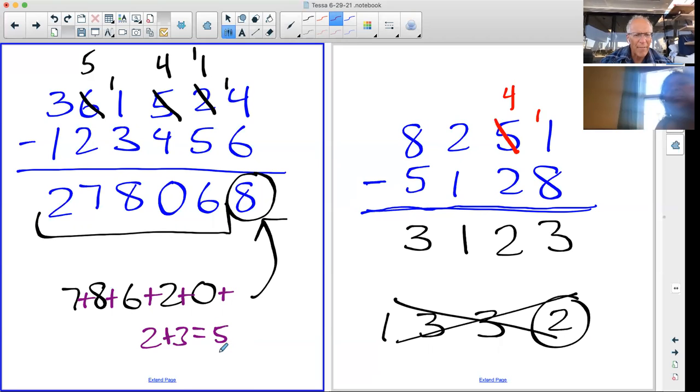And I got a 5. So I would have said that I had circled a 4, right? Because 9 minus 5 is 4. Yeah. But I didn't do that. And I'm just trying to see where the mistake occurred.